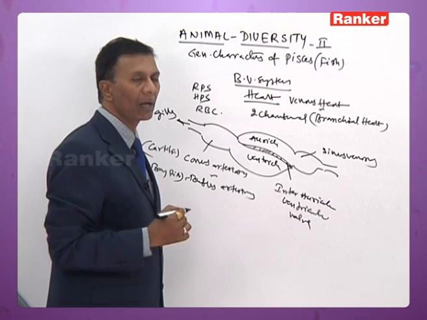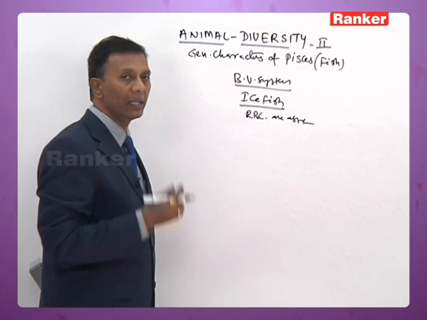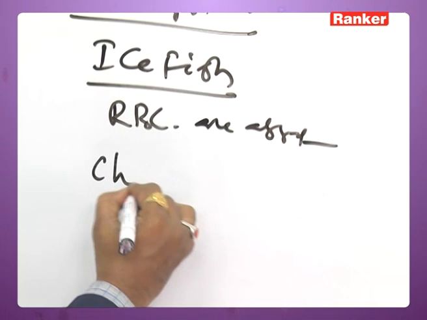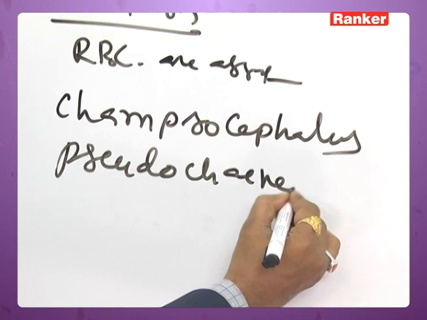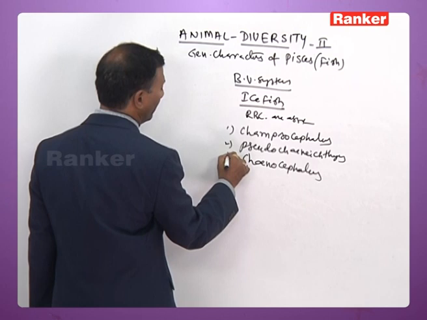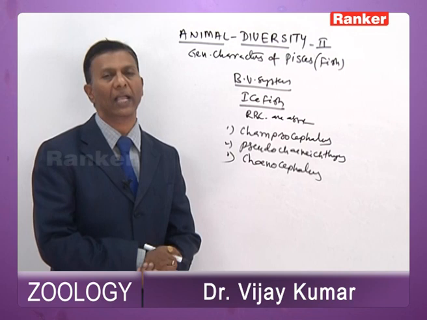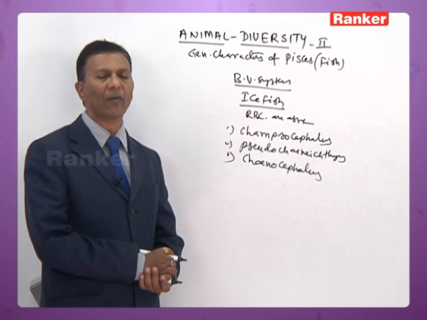There are some fish called ice fish, in which RBCs are absent and hemoglobin is dissolved in the plasma. Examples are Chaenocephalus, Pseudochaenichthys and Cryodraco. These are commonly called ice fish. All these fish live in torrential waters, so in order to carry more oxygen, hemoglobin is dissolved in blood plasma instead of being accommodated in RBCs.